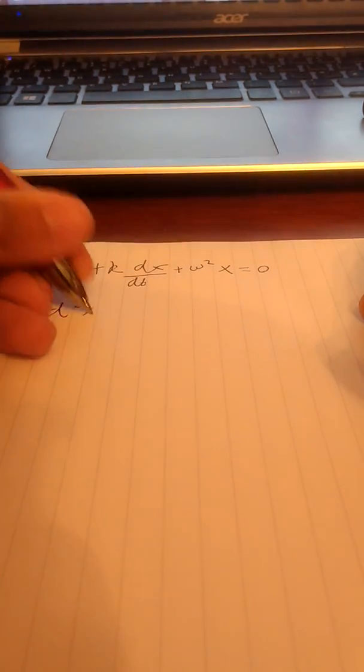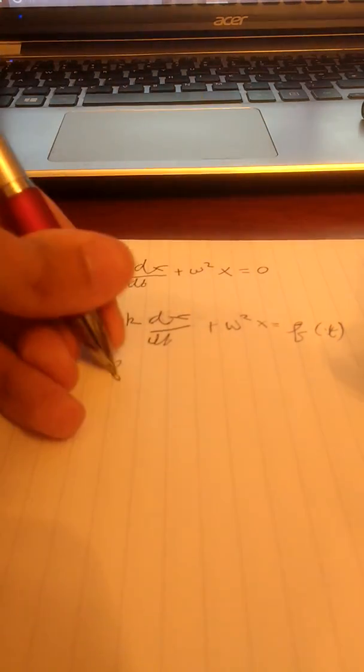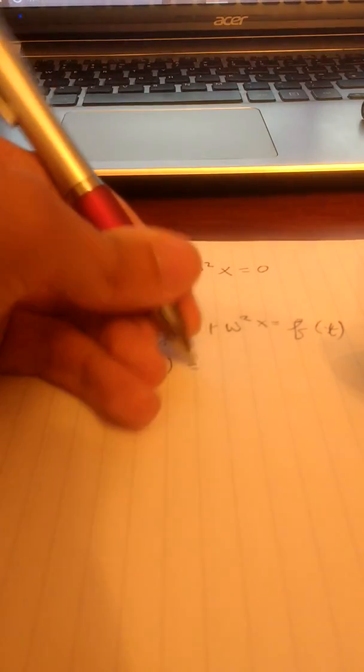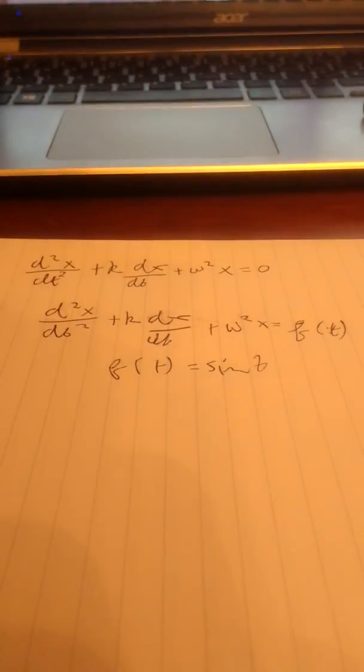And obviously that will oscillate, but then it'll come towards an equilibrium point. With resonance, however, you've got d squared x dt squared plus k dx/dt, but it's equal to some kind of external force. So f of t, so an f of t could be something like sine t or cos t or something like that.